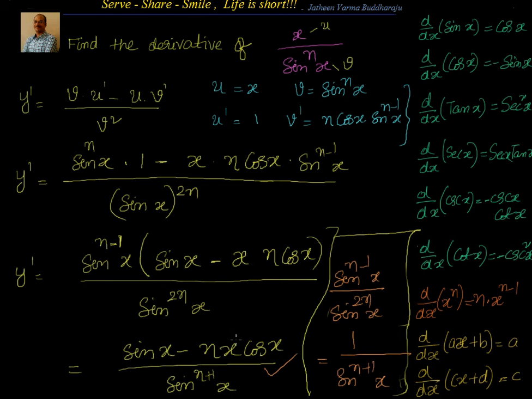So that's your answer: sin x minus nx cos x divided by sine to the power of n plus 1 x. In the next session, we will look into some more examples related to trigonometric functions, and try to focus more on chain rule related problems, like how to find the derivative of log of secant x plus tan x, or how to find the derivative of tan of root secant x or secant of root tan x. How to find those derivatives. That type of problems we will look at in the next session.